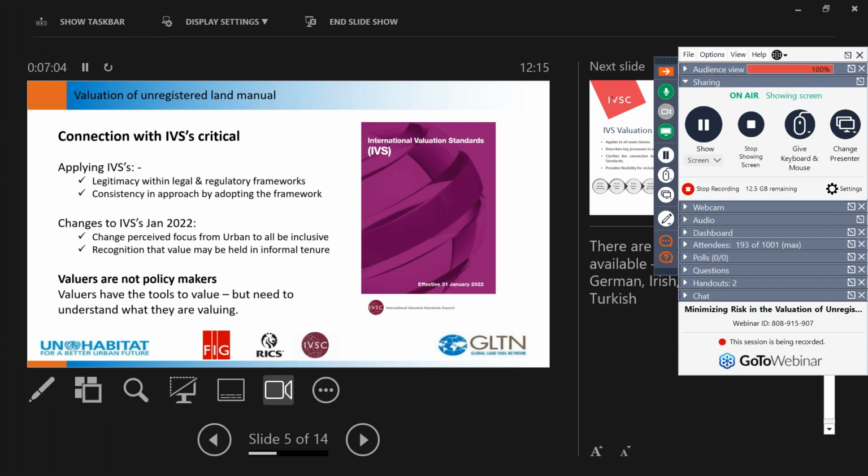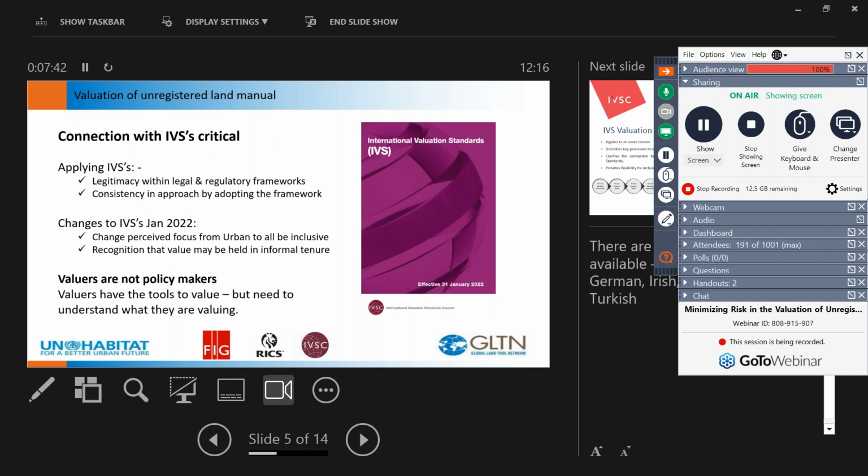We've already just touched on the changes in January 2022, which moved the focus from urban to being a more inclusive process of particularly agricultural land and non-urban developments, and recognition that value may be held in informal tenures. Because again, the registration of land is a reasonably recent process, and it's been estimated that approximately 70% of the land in the world is unregistered.